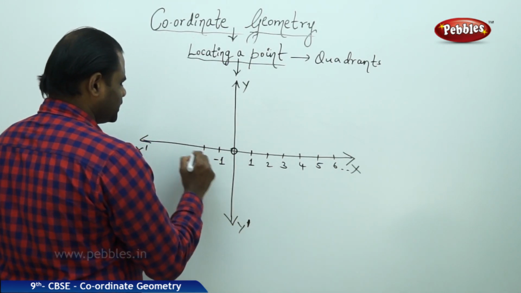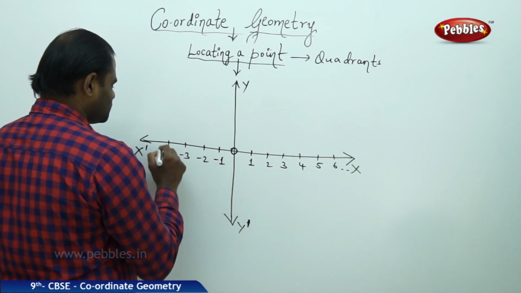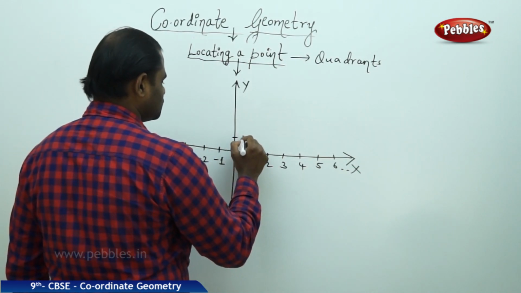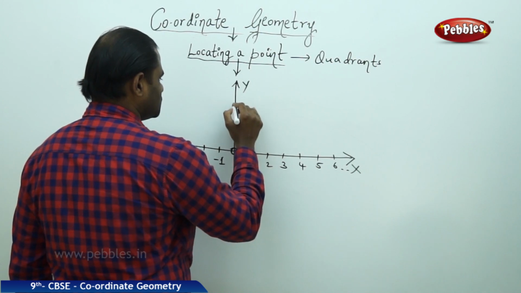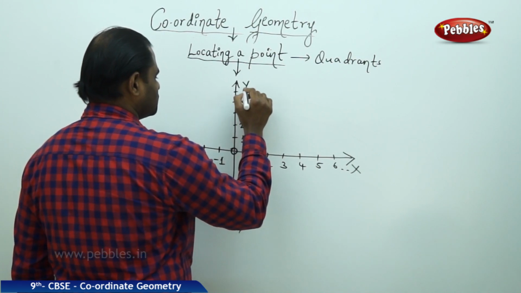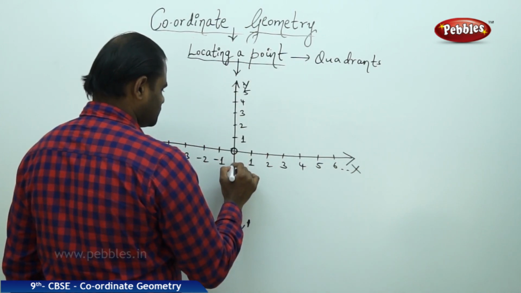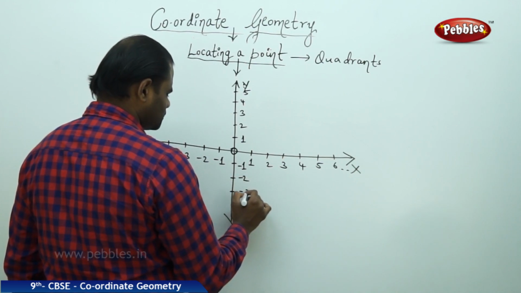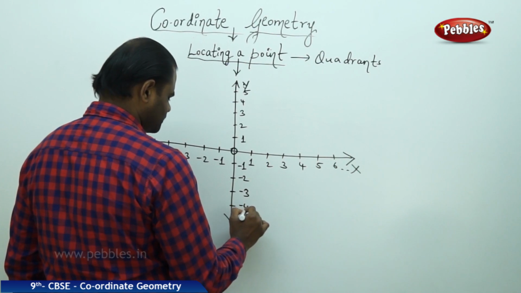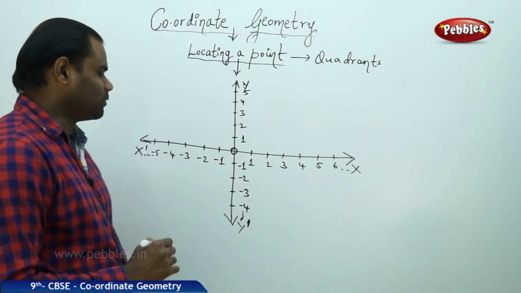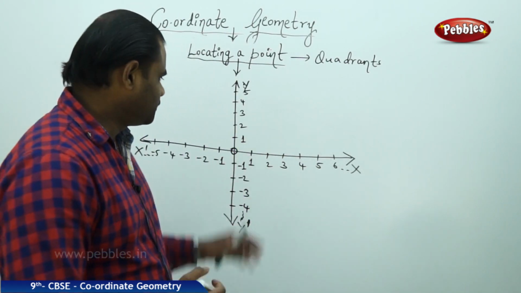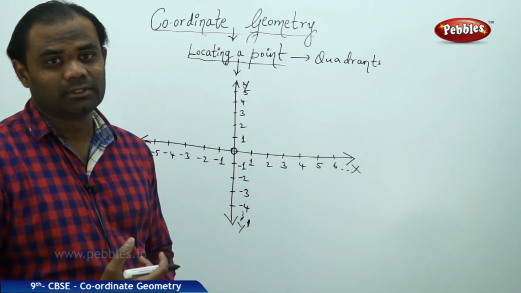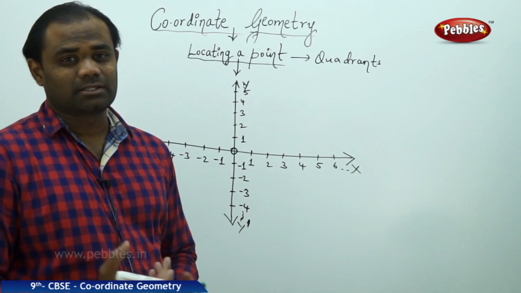Negative 1, negative 2, negative 3, and etc. Here lies 1, 2, 3, 4, 5, minus 1, minus 2, minus 4, minus 5, etc. So I have each of the x values on the x and y axis as we have already discussed in the previous session. Now let's see how we can locate a point in the respective quadrants.